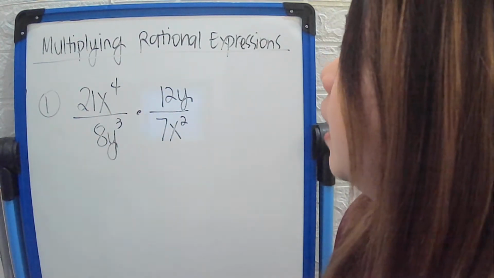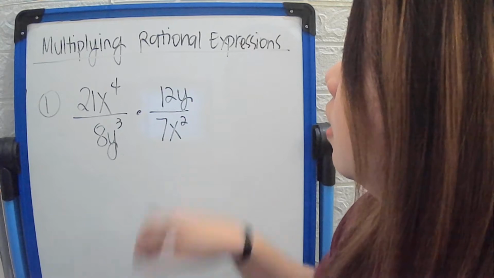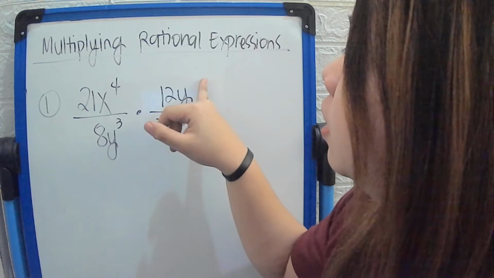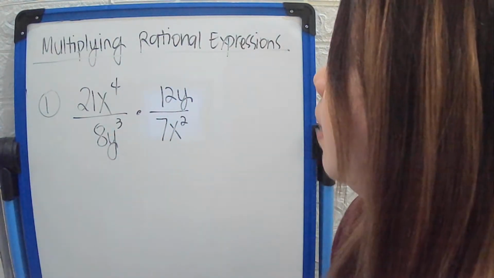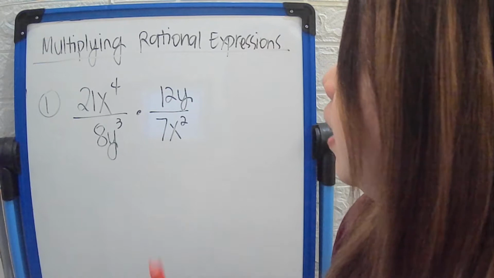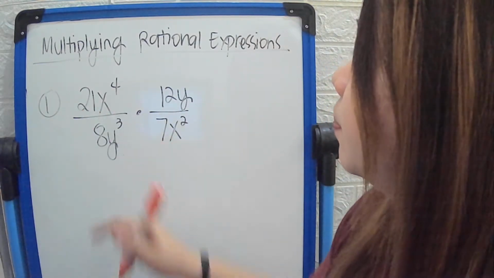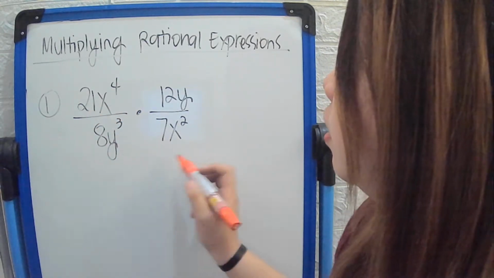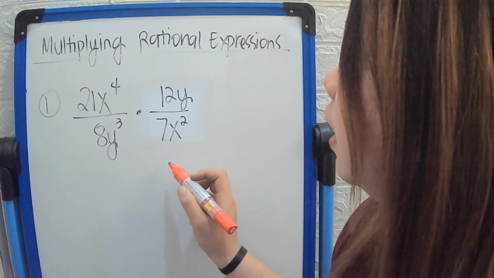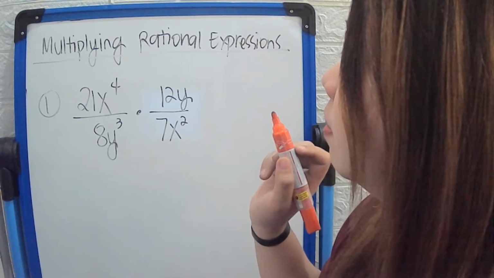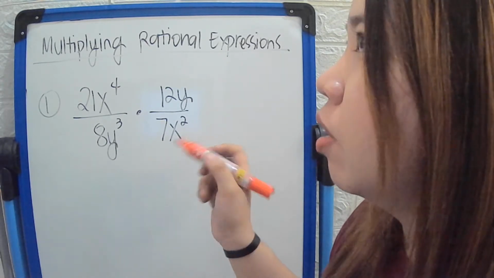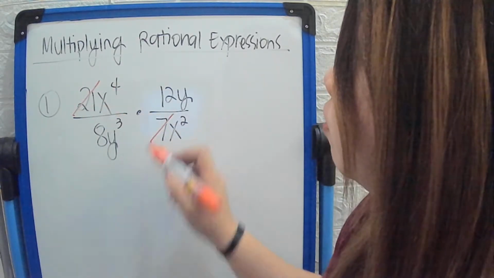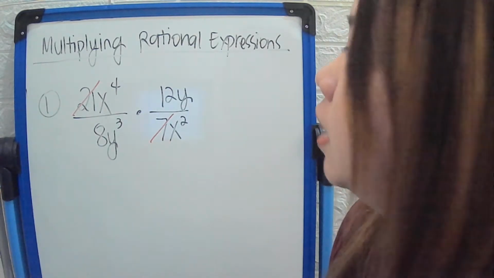Since this is multiplication, we can eliminate or cancel out the numerator here with the denominator here, the numerator here with the denominator here. Okay, so let's start with the numerical coefficients. Here we have 21. Look at the denominators. Which among them can have a common factor with 21? That is 7. If I look for the GCF of 21 and 7, that will be 7.